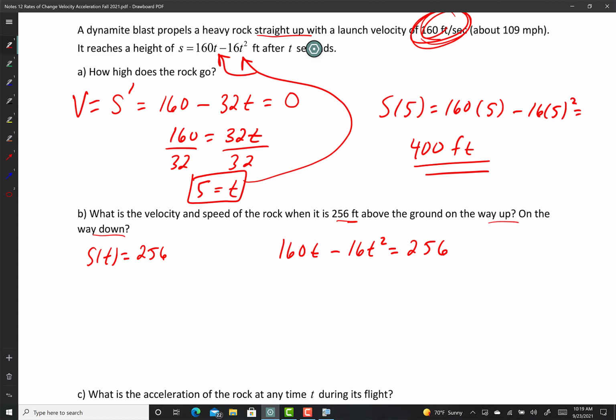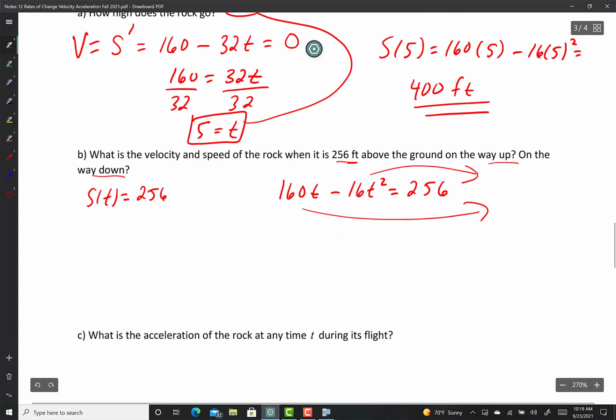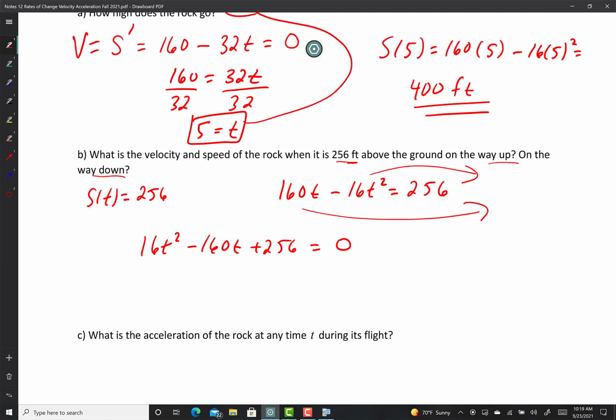I like to work with positive numbers only. So instead of moving the 256 to the left, I'm going to move the 16t squared and the 160t to the right. So I'm going to rewrite it like this: 16t squared minus 160t plus 256 equals 0. Are we still okay?